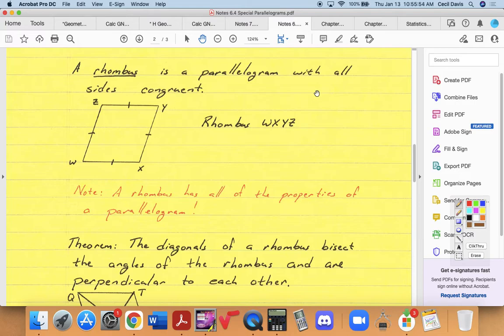A rhombus is a parallelogram with all sides congruent.